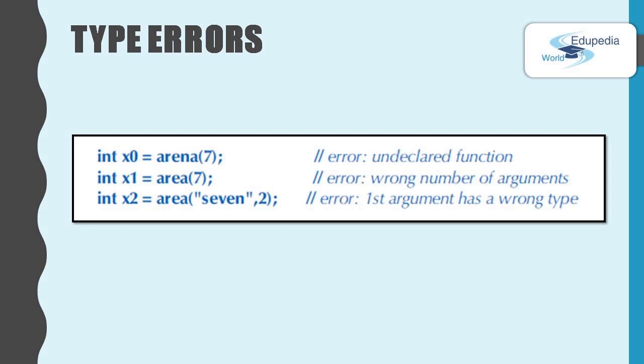Let's take the first one. Here it is trying to call a function named arena, but our function is area. So here we misspelled area as arena. So the compiler thinks we want to call a function called arena rather than area.